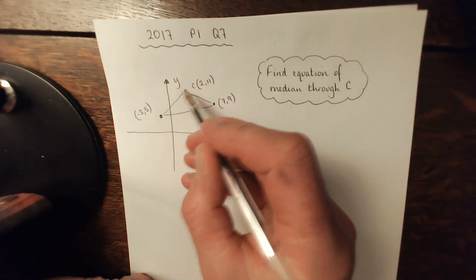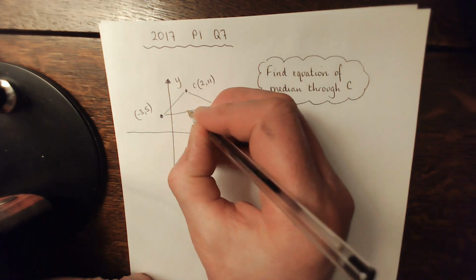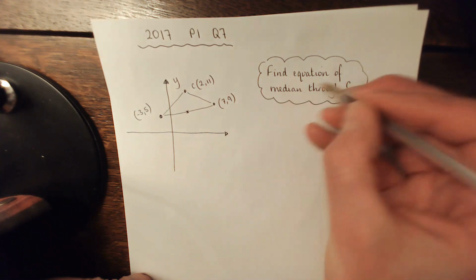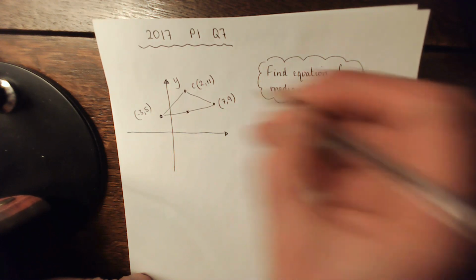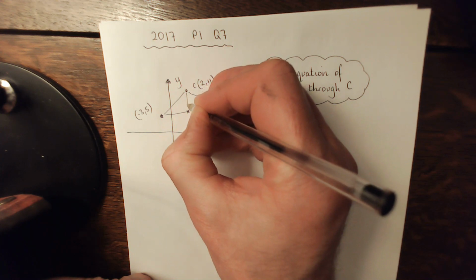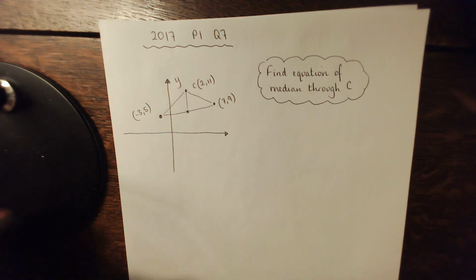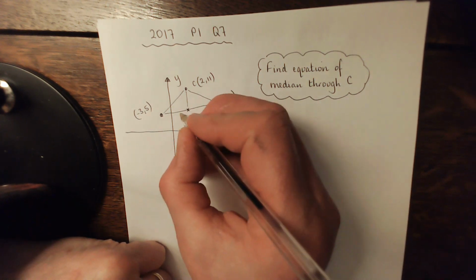Okay? And I've just done a wee sketch here. Your median goes to the middle of the opposite side from the vertex C. So I'm really looking to draw a line like that, which is going to be the median from C. So what do we need?